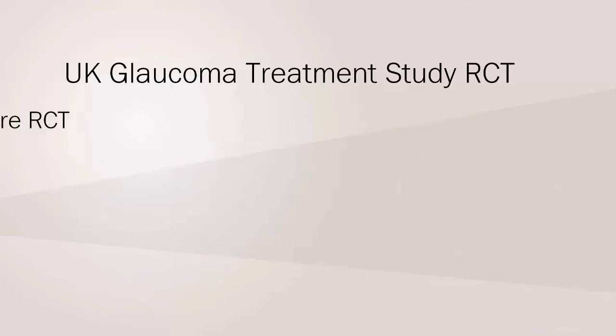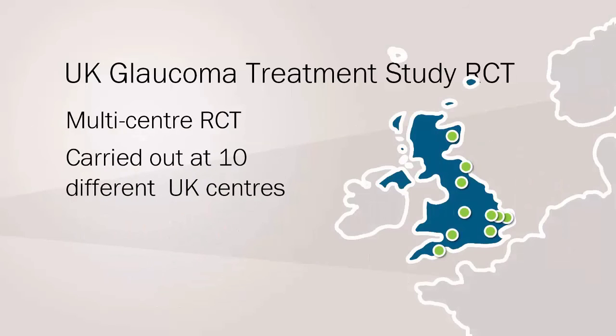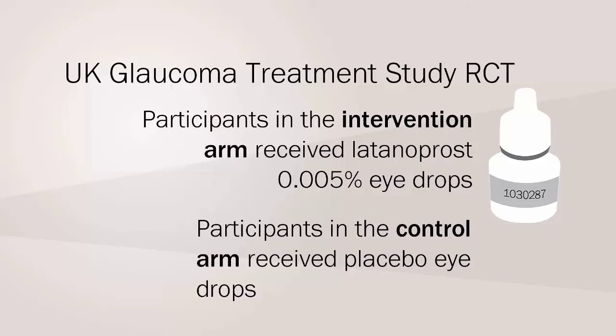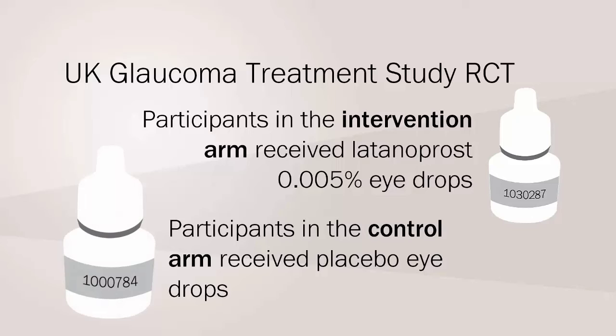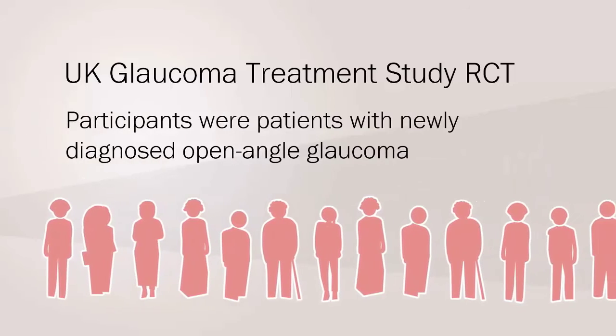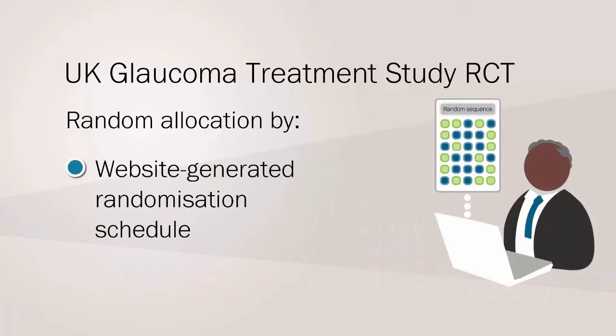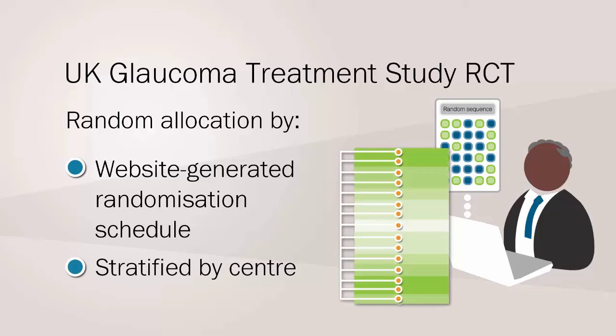The RCT was multi-centre and carried out at 10 different UK centres. Participants in the intervention arm received latanoprost 0.005% eye drops. Those in the control arm received placebo eye drops. All the participants put drops in both eyes once a day. Participants were patients with newly diagnosed open-angle glaucoma. Random allocation was by a website-generated randomization schedule and stratified by centre. Stratification by centre meant that there were equal numbers of intervention and control participants in each centre.